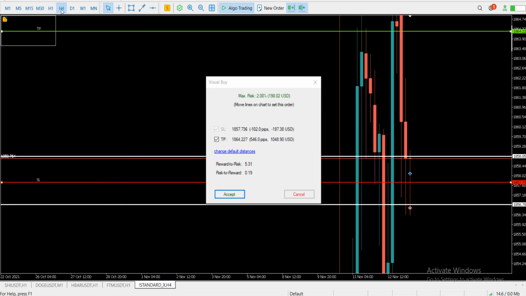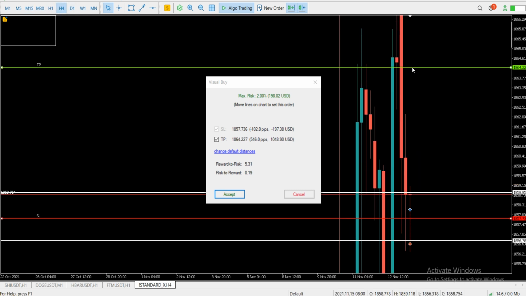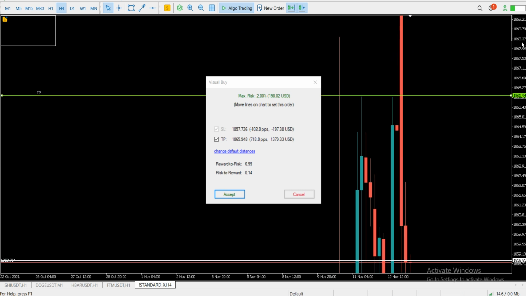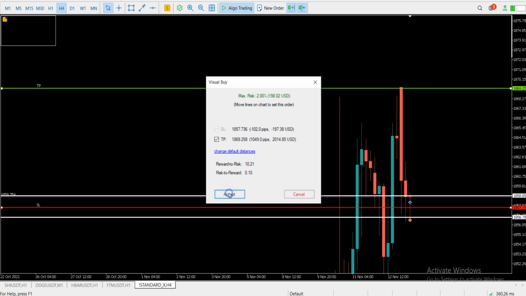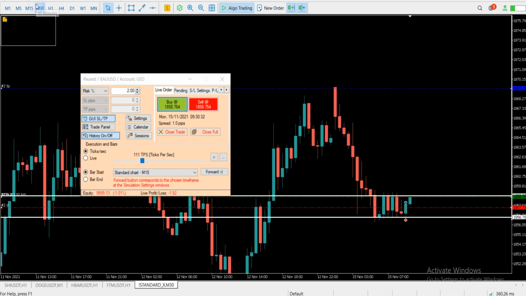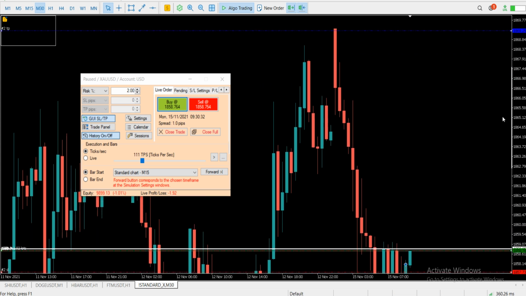Let's take a look at 4 hour. 4 hour has to retest these highs, and the overall daily candle will create that top wick. I'm very confident in this trade, 100%. Very confident.